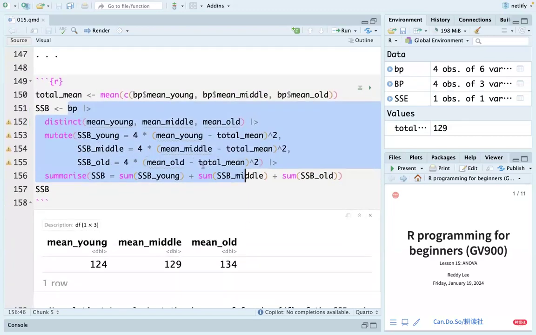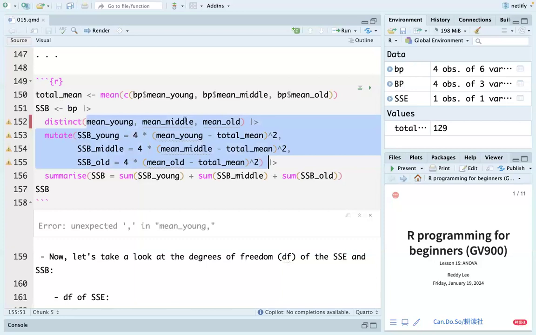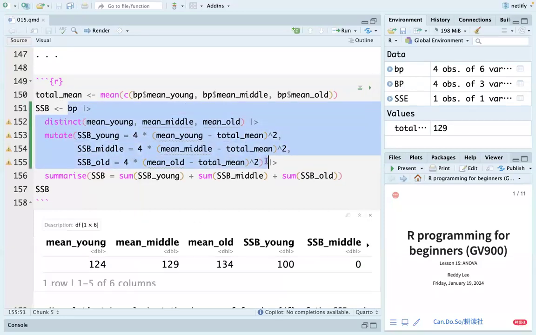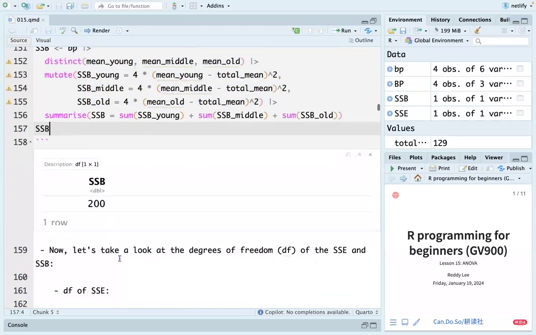And we use it 4 times: mean young minus total mean. This one minus this one. And the square. Yeah, square. And summarize, we get SSB, which is 200.